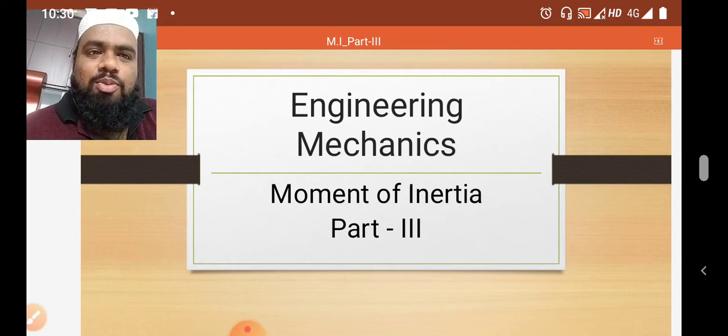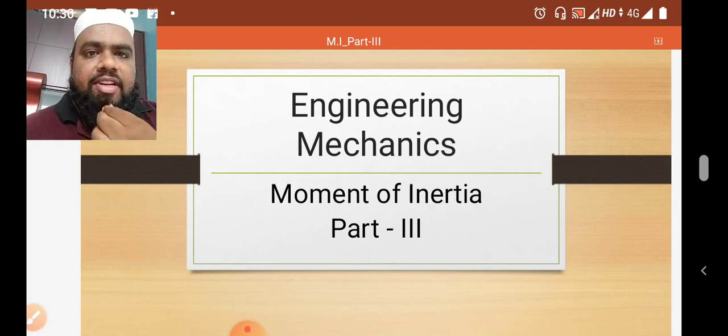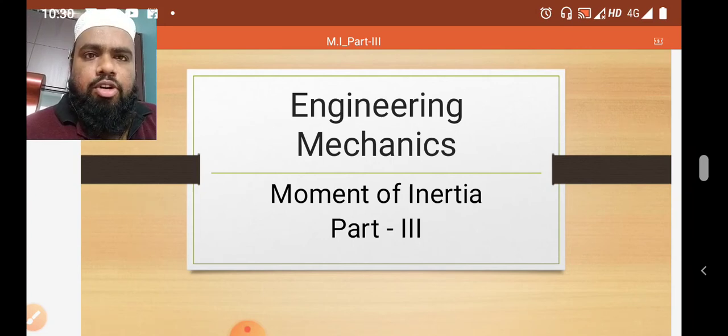Okay, so we are discussing moment of inertia, and moment of inertia for mechanical and civil students is a very important topic for your future, because moment of inertia will help you to understand the structures, members of machines, and structures of buildings, etc. So we have covered some topics till now.